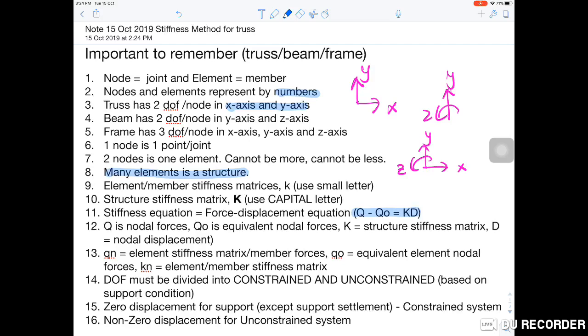Qn is actually Q1, Q2, Q3, where n is the number of elements in the structure. Sorry, this is not for element, this is just for member force. For Qn, it is for member forces. If the truss has 2 members or 3 members, we will have Q1, Q2 and Q3.